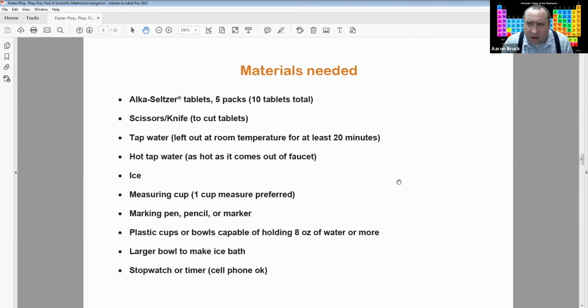If you do not have Alka-Seltzer at your house or in your room, you can very easily acquire it. I know Dollar General has Alka-Seltzer tabs. I think you'll have to spend about $2 to $3 to get them. I know Walmart sells packs of 24, I believe, for about $4. So you're going to have to go out and get those materials. Should be relatively easy to do though.